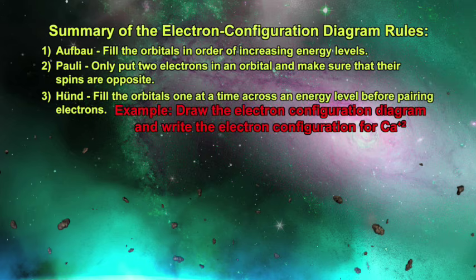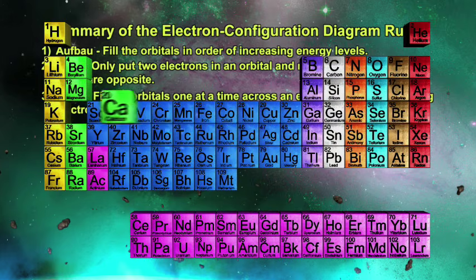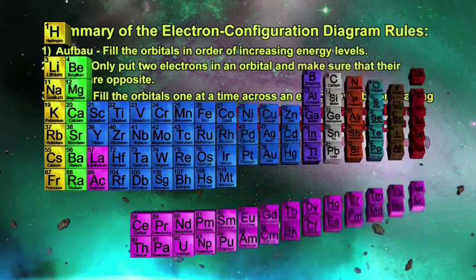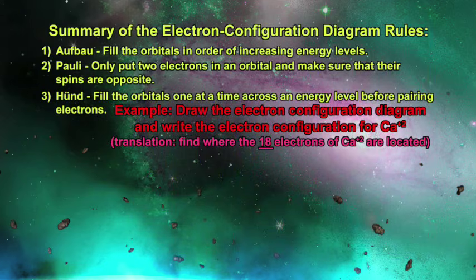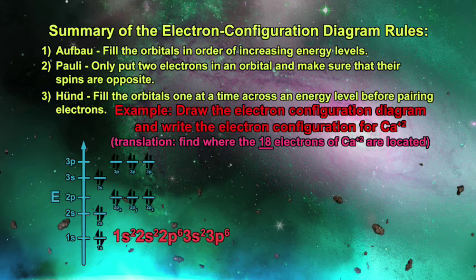In this example, the calcium atom has lost 2 electrons when compared to the number of protons. Thus, examining the periodic table, we see that calcium's atomic number is 20, which means there are 20 protons and 18 electrons if we have a +2 charge. Thus, the problem is really asking us to find a home for 18 electrons. Again, following our 3 simple rules, we place all 18 electrons into our diagram as shown.